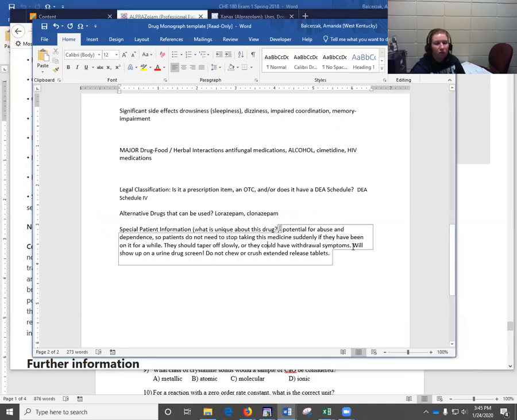But I also put, this is just because it's something that I know, that it will show up on a urine drug screen. You'll be amazed at how many patients ask you this: am I going to be a positive drug test for this? Yes, you will. And anytime you have an extended release tablet, you always want to make sure you know that they're not supposed to chew or crush it, because that takes away the whole extended release property.